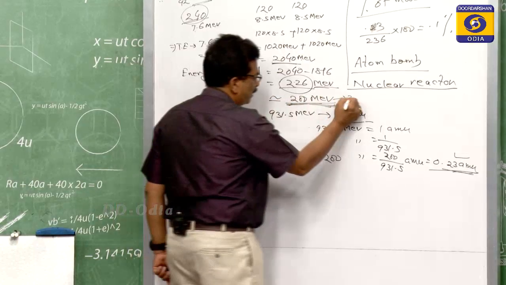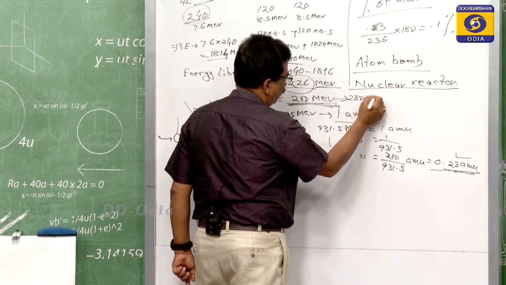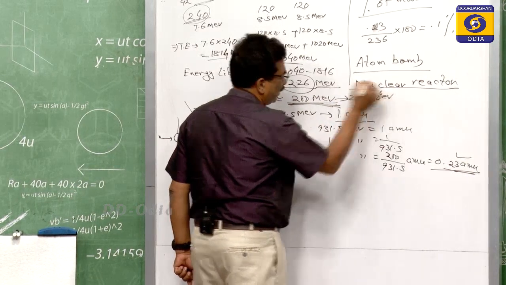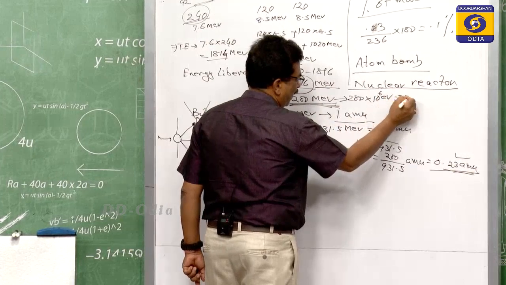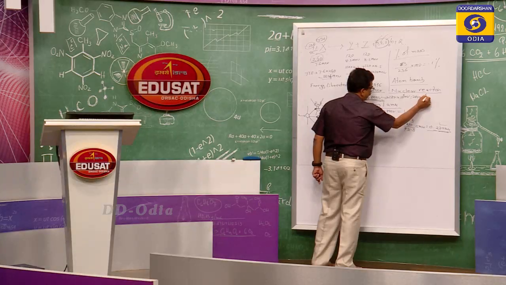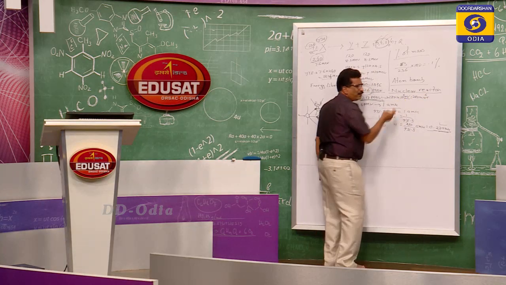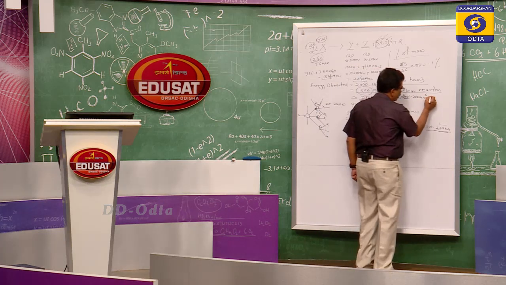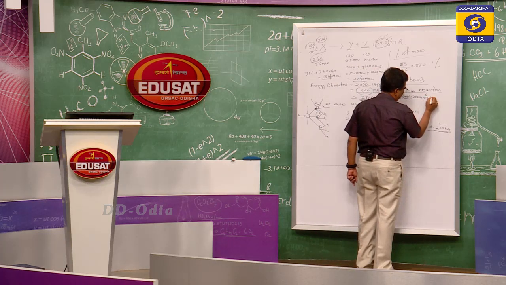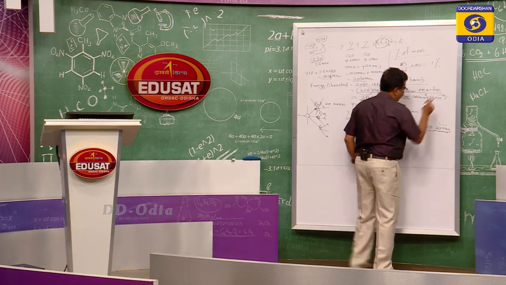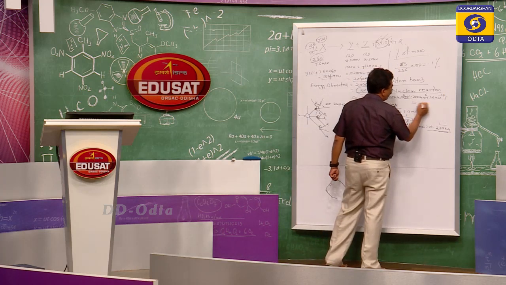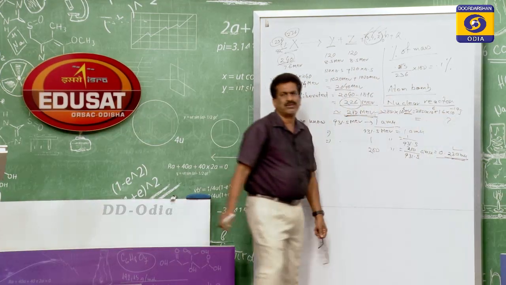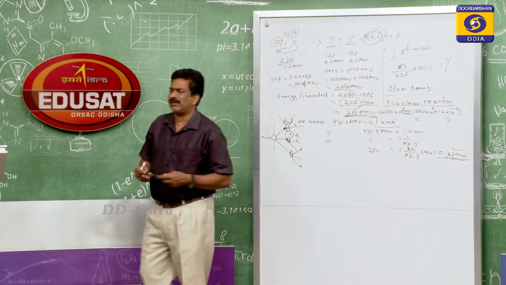MeV means 200 into 10 to the power of 6 eV. M means million, so that is 10 to the power of 6. And this 10 to the power of 6 eV can be converted to joule. 1 eV is equal to 1.6 into 10 to the power of minus 19 joule. That is 1 eV. So if you make that conversion, that is that much joule. So this is the energy released.